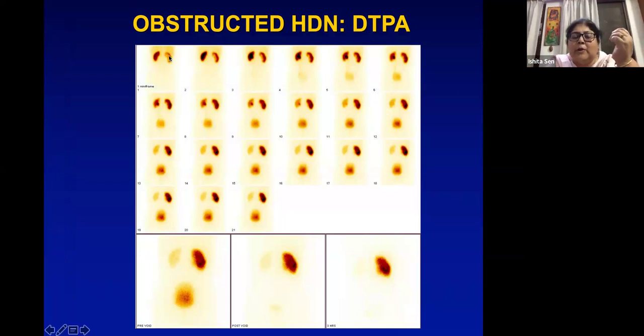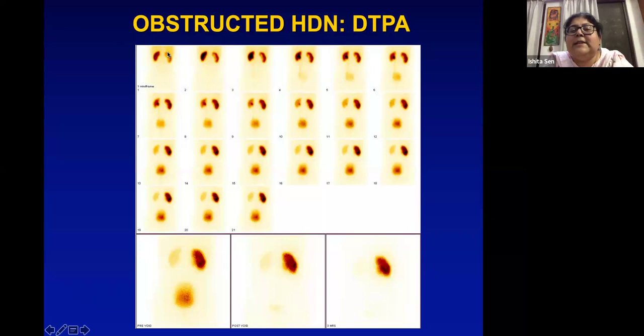Now it's important for you to understand which is the right kidney and which is the left kidney. Your right is the patient's right, your left is the patient's left. So here you find that this kidney is your right kidney and this is the left kidney. The scan is being taken from the back, so your right is the patient's right, your left is the patient's left.